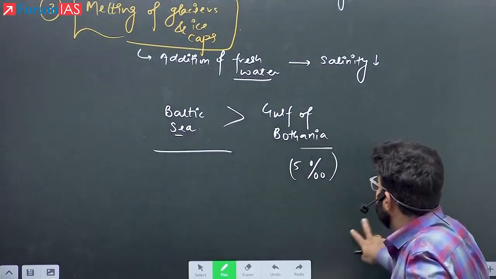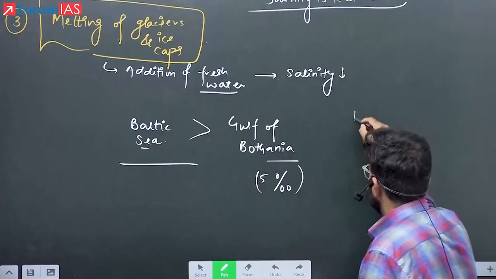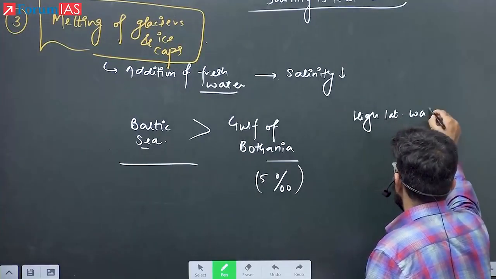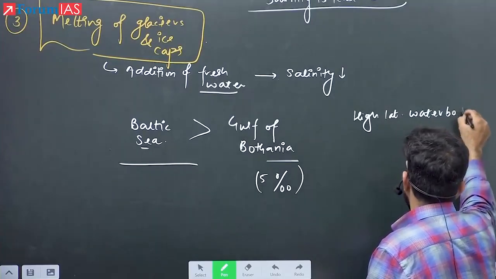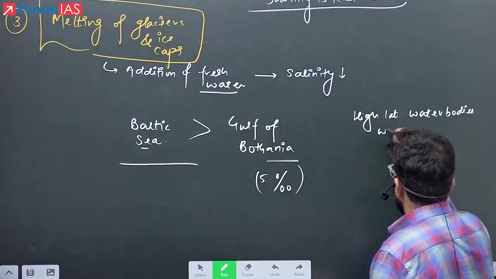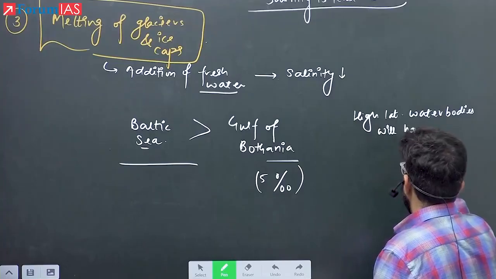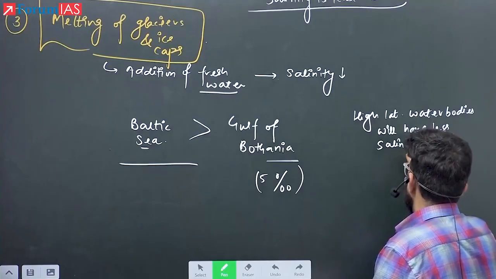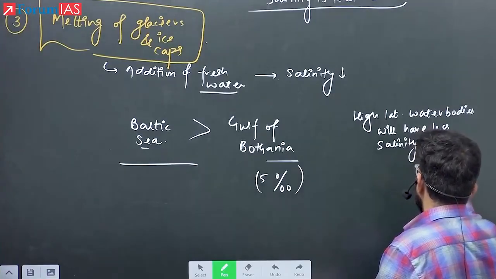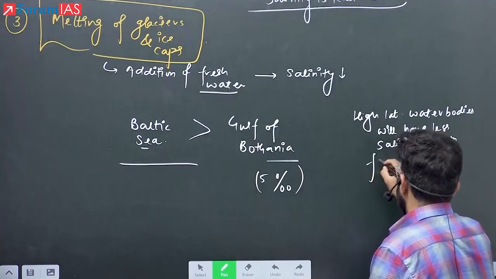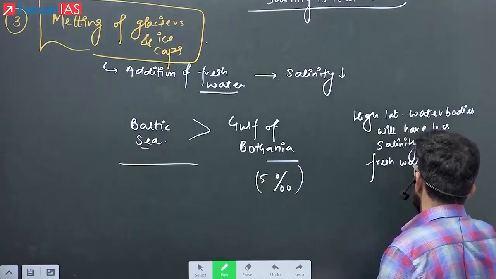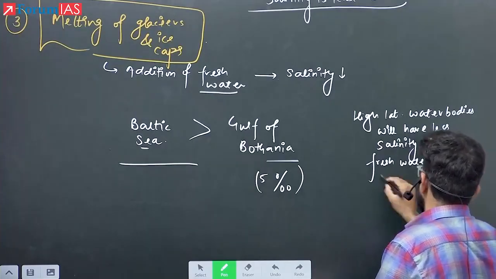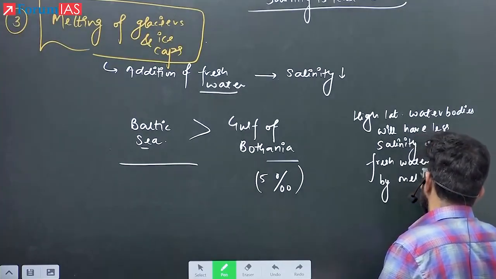Can I write this factor as high latitude water bodies will have less salinity due to fresh water addition by melting of glaciers.